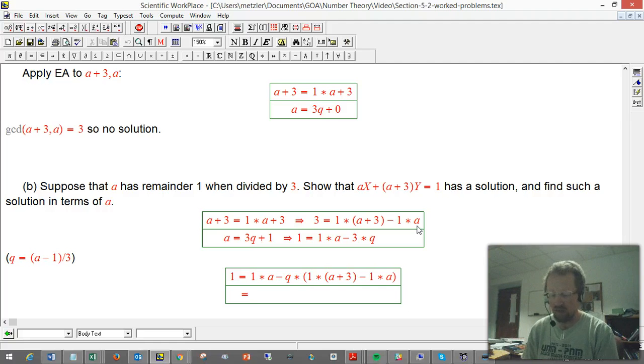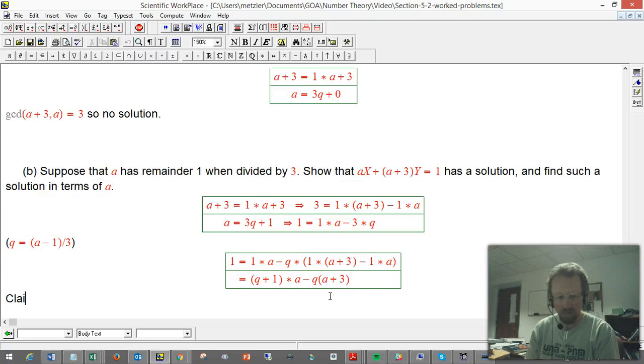So notice it's exactly the same scheme, but you have to just deal with the letters as well. Okay, so now how many factors of a? I want this to be something times a plus something times a plus 3. So what is in front of an a here? There's a 1 in front of an a, and then a minus q times minus 1 times an a. So that's going to be q plus 1 times a, plus, oh, minus, and then the rest of it is just a q times a plus 3.